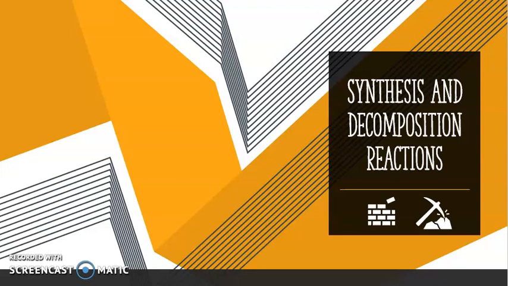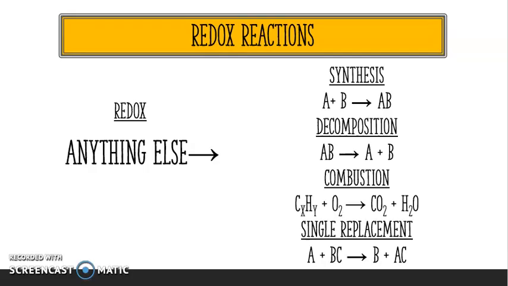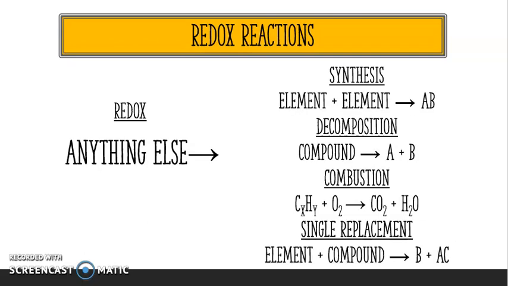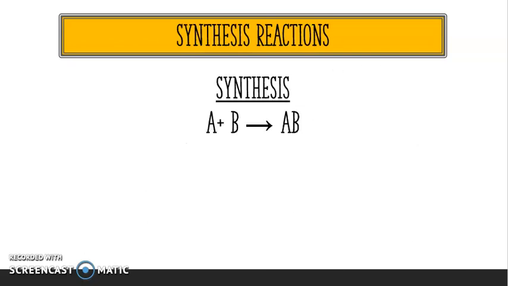Now, the reason that I'm focusing on both of these at the same time is because they're essentially opposites of each other. From your notes, you probably have written down all of the different schemes here, how to tell the difference between synthesis, decomposition, combustion, and single replacement. I want you to notice that synthesis and decomposition are pretty much exact opposites of each other, where synthesis is essentially element plus element to make a compound, and decomposition is a compound which splits up into its elements. So let's start by taking a look at how we predict the products from a synthesis reaction.